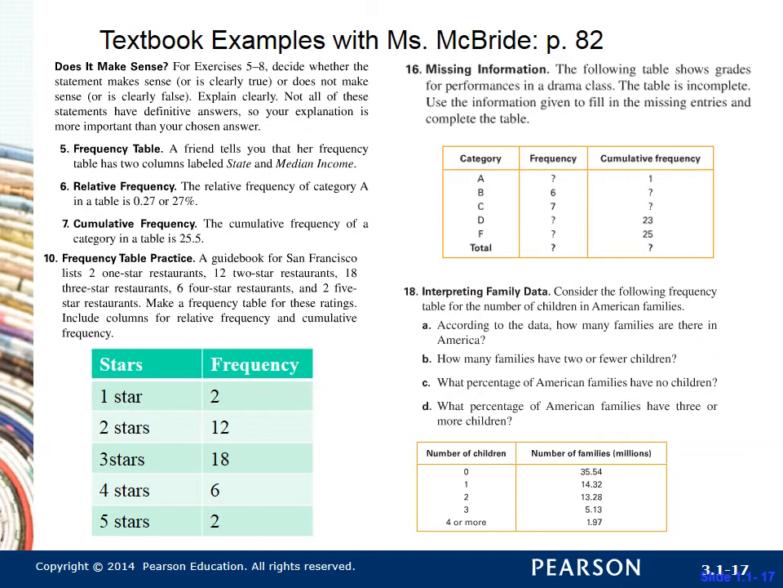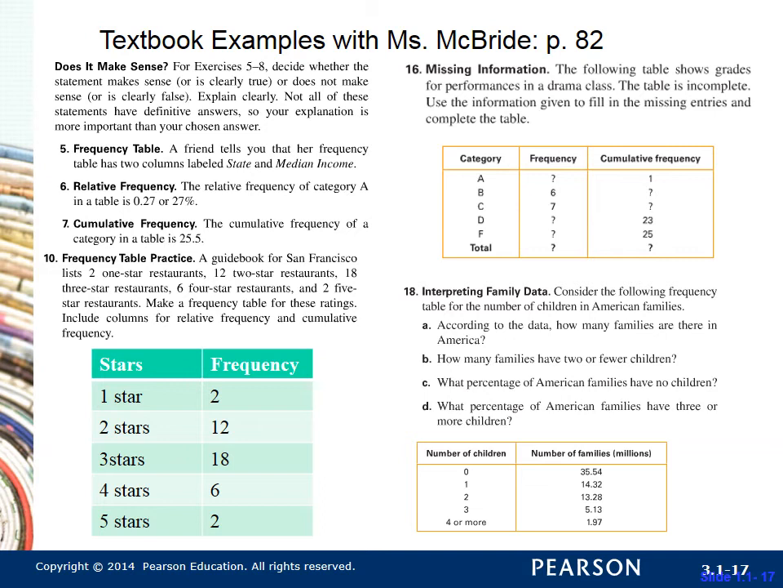All right, now I have to double check. So when I add up my frequency column, 1 A, 6 B's, 7 C's, 9 D's, and 2 F's, I better get 25 or I did something wrong. So let's double check it. 1 plus 6 plus 7 plus 9 plus 2 does indeed give me 25. So those are correct. All right, and then my last one, interpreting family data.